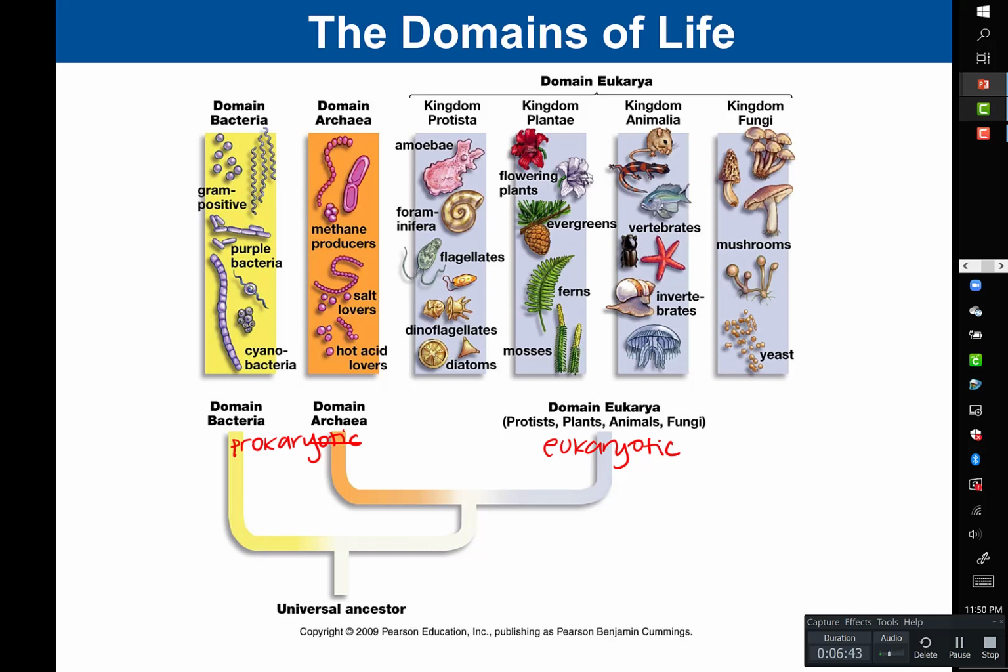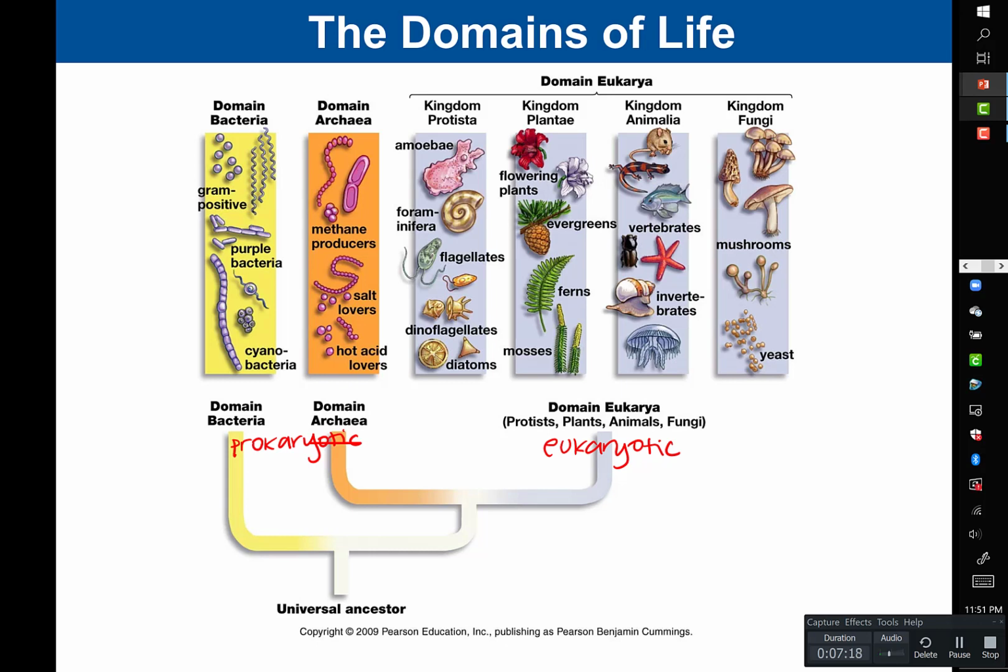But now scientists are starting to go through and separate Kingdom Protista into separate kingdoms. Because in fact, the way that they were classified as Protista, there weren't a lot of similarities between the organisms. So it wasn't the best classification scheme. Within Kingdom Protista, we have amoeba, flagellates, dinoflagellates, which can cause a red tide, diatoms, and algae, etc.